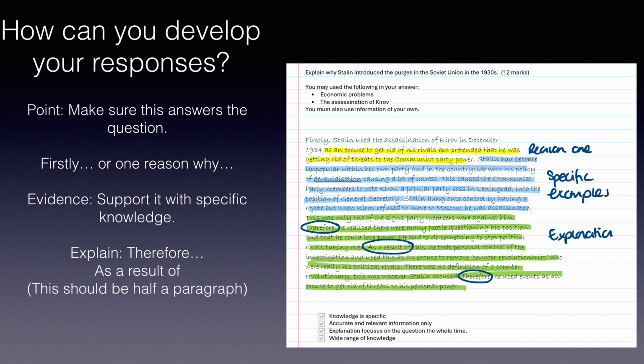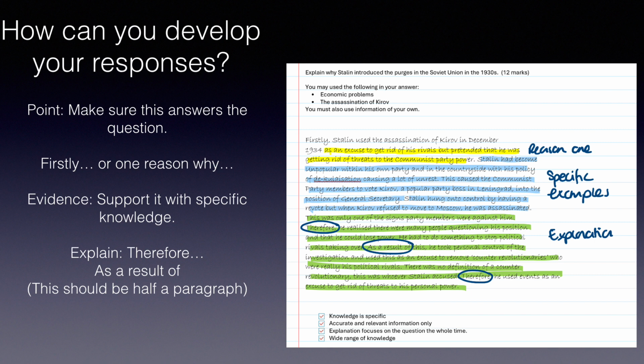So Stalin had become unpopular with his own party in the countryside with his policy of dekulakization, causing a lot of unrest. This caused Communist Party members to vote Kirov, a popular party boss in Leningrad, so showing my knowledge of him, into position of General Secretary. Stalin hung on to control by having to have a revote, but when Kirov refused to move to Moscow, he was assassinated, because Stalin obviously wanted to keep a closer eye on him.